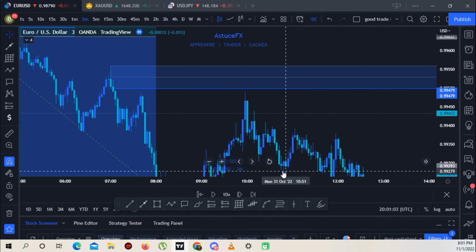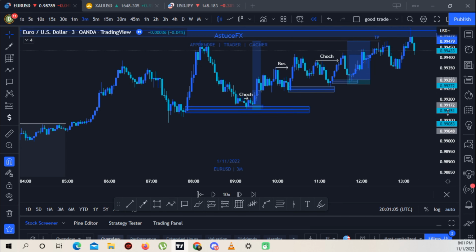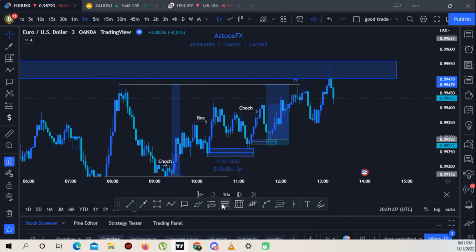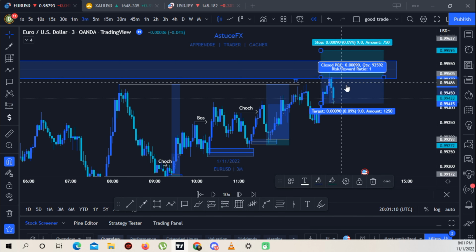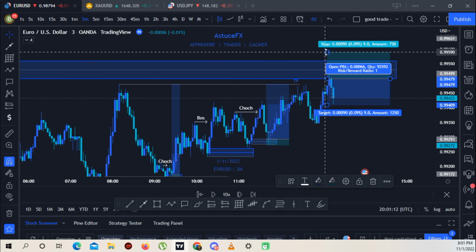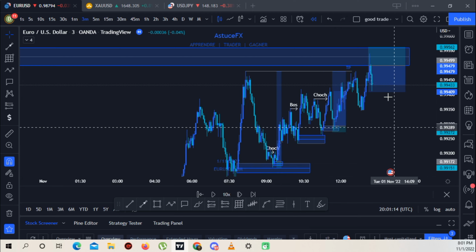So price came back for the second time, and now price did tap into it. So if you really want to sell this, you can just have your sell directly. If you are selling without a confirmation entry, you can just sell from this area, with your stop loss above the high.